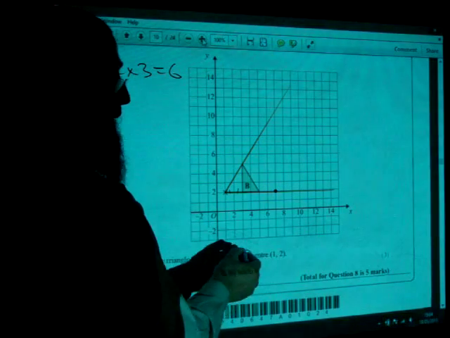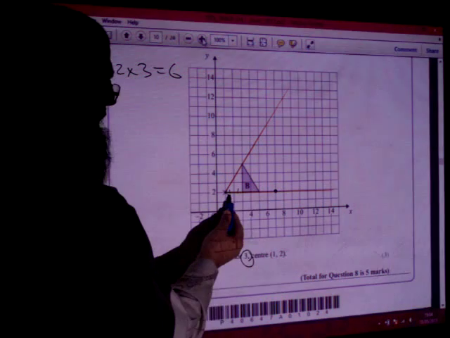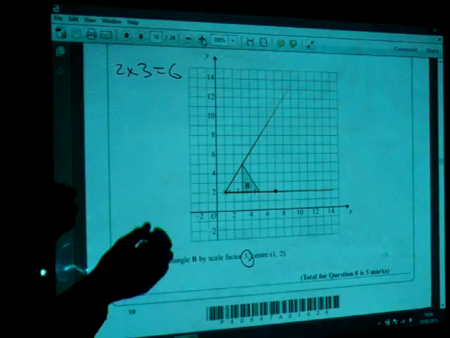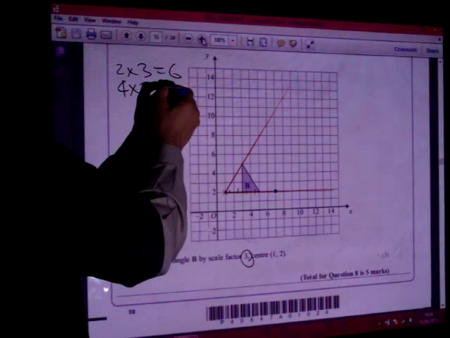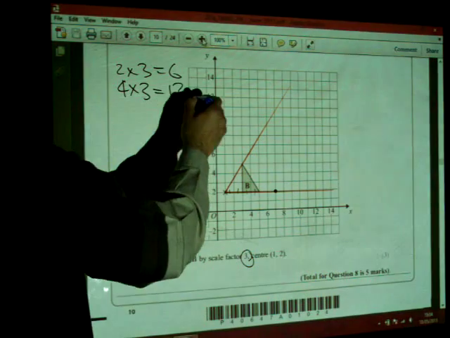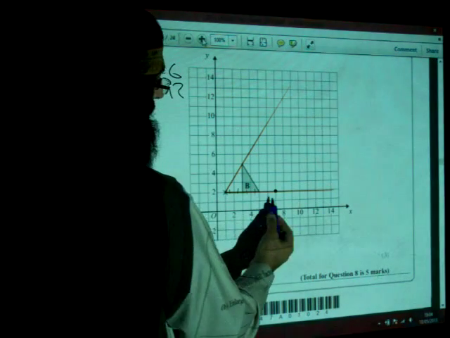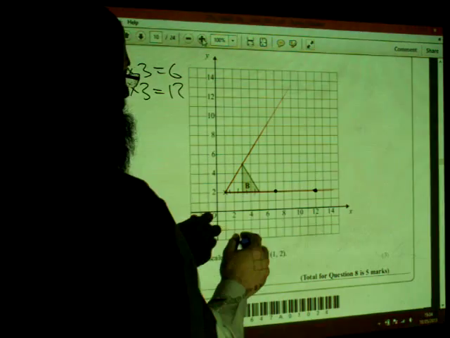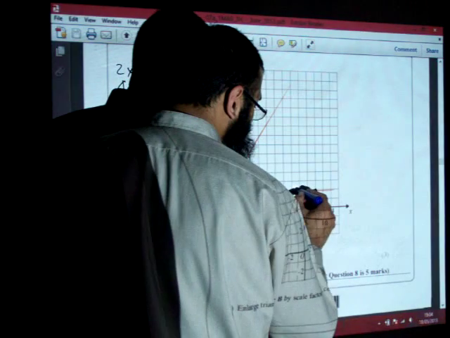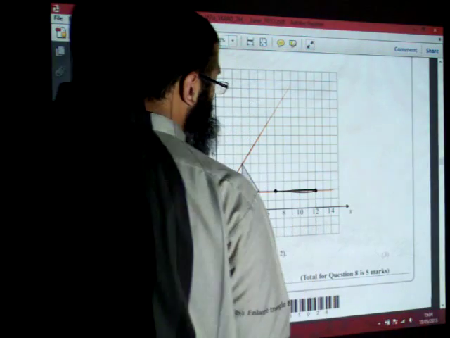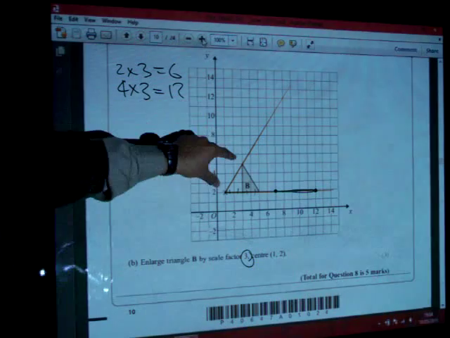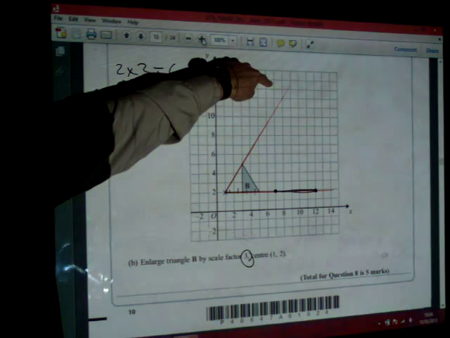Okay, scale factor 3 times. Now this point here is 1, 2, 3, 4. 4 squares across. And now we're going to have 4 times by 3, that will give us 12. So this point here will now move to the position 12. So let's join them up. I'm doing freehand, please make sure you use a ruler for yours. Okay. Now the next point here, we can measure this distance here and then times it by 3.